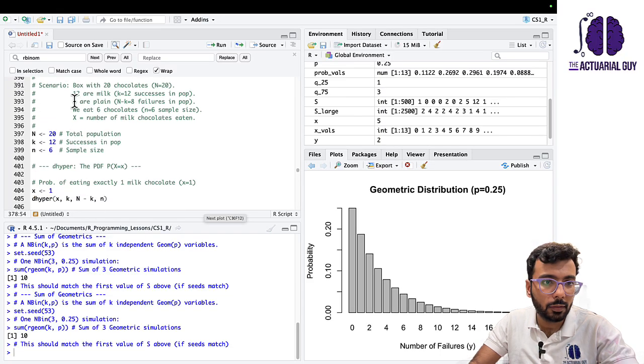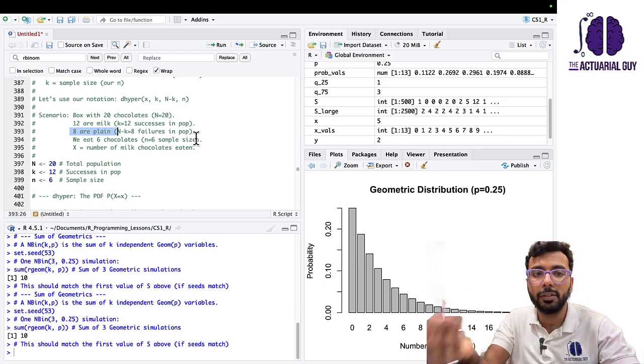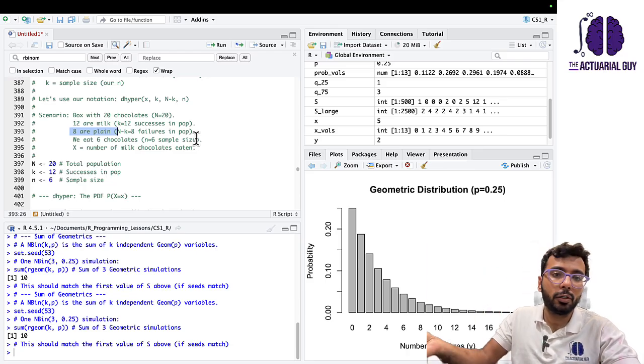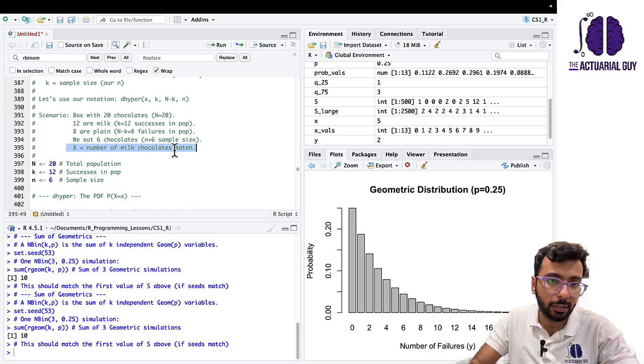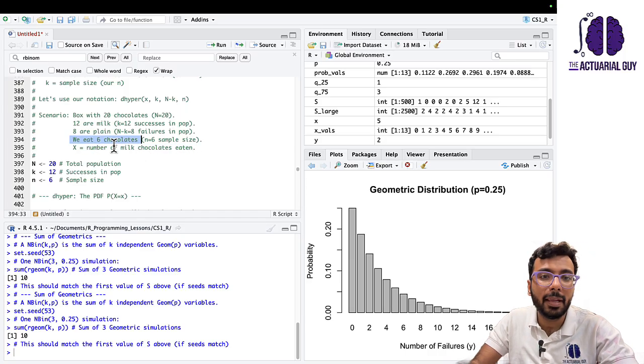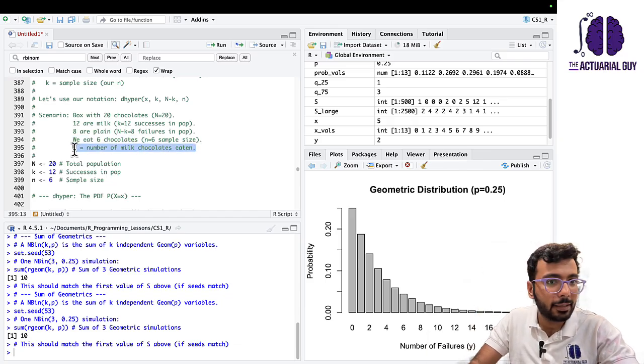Now how do you calculate these probabilities? Let's look at that. Let's take one example. Let's say you have a box with 20 chocolates in which you have 12 milk chocolates and 8 plain chocolates. Clear example of hypergeometric distribution. Once you draw a chocolate, the population of whichever chocolate you've drawn would reduce, right. Now let's say we eat 6 chocolates and we want to model x as the number of milk chocolates eaten, right. So a milk chocolate eaten on random draw would be considered a success out of our sample of 6 chocolates, right.